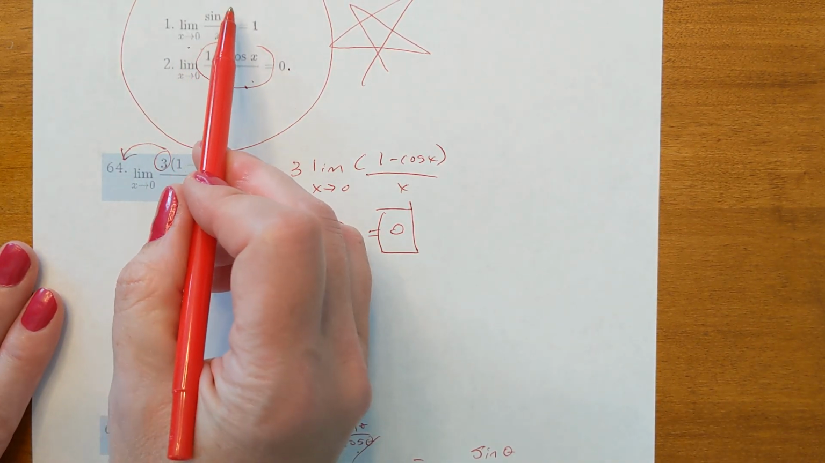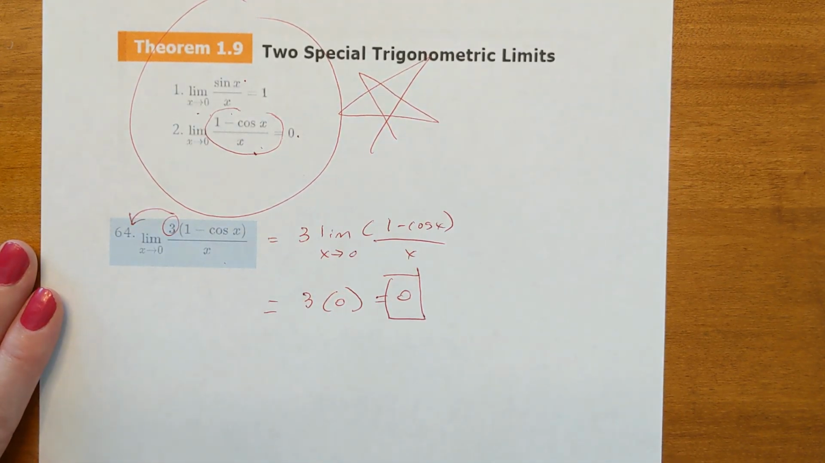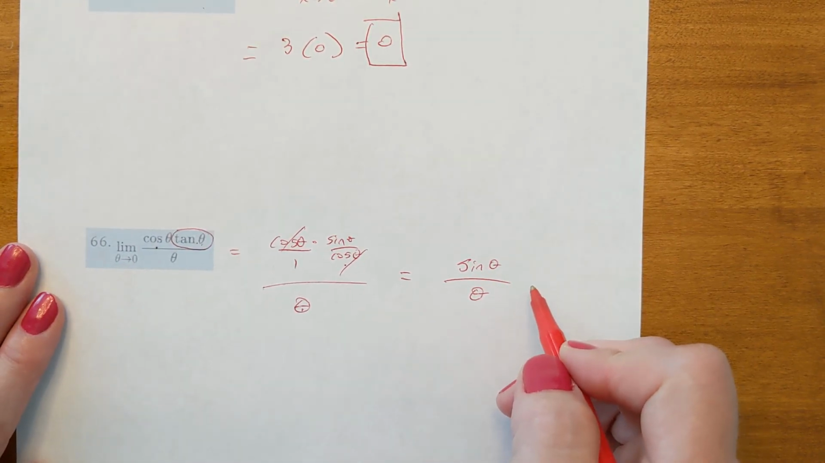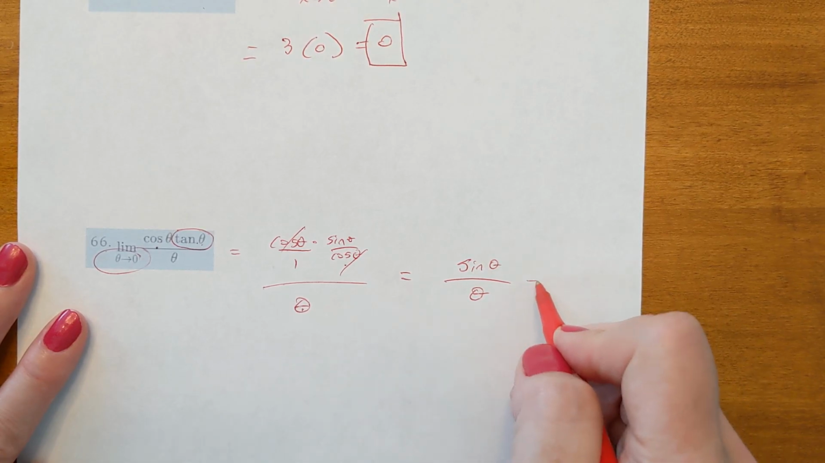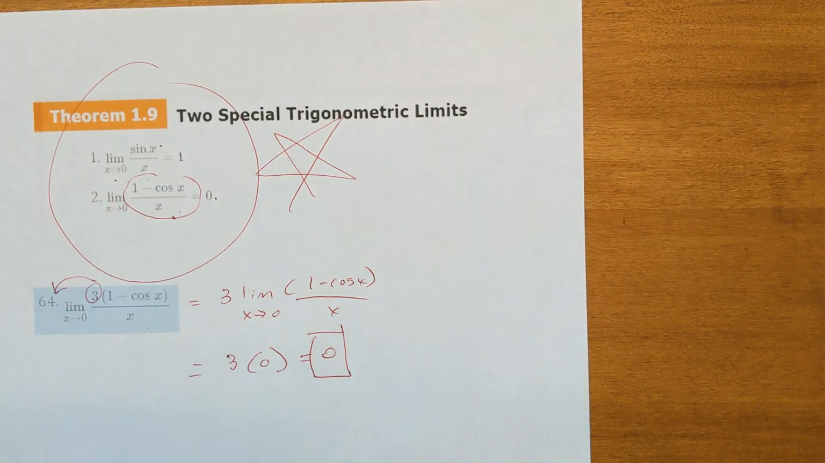The limit as x approaches 0 of the sine of x over x. And they just changed the letter x to the letter theta, the Greek letter theta. So the limit as theta approaches 0 is equal to, the theorem says, 1. Because that's what the theorem says right here.